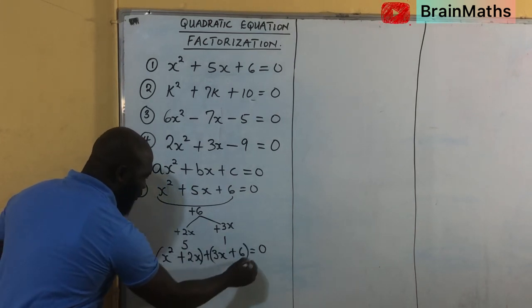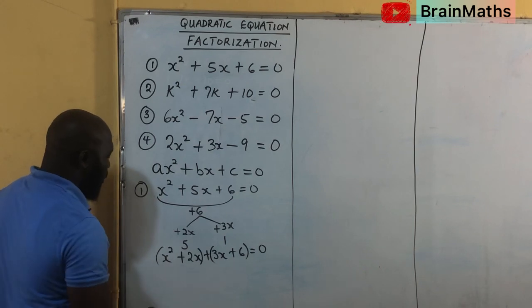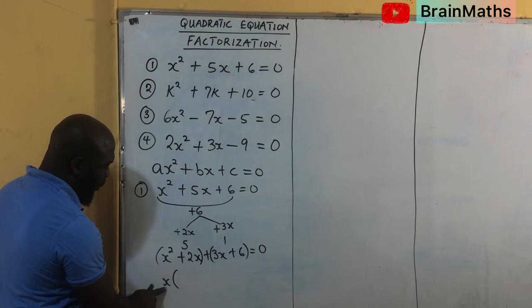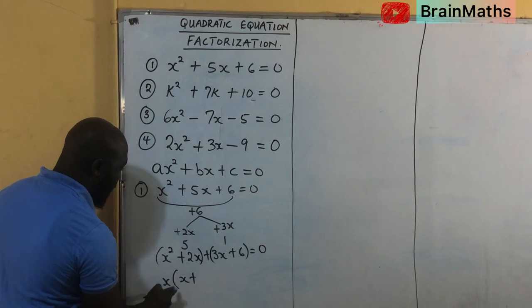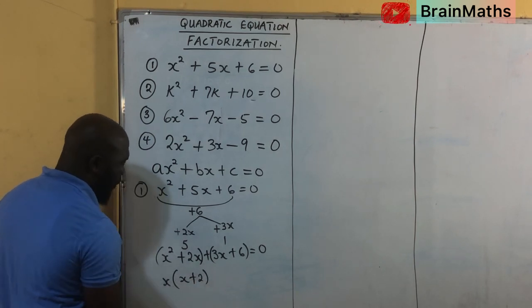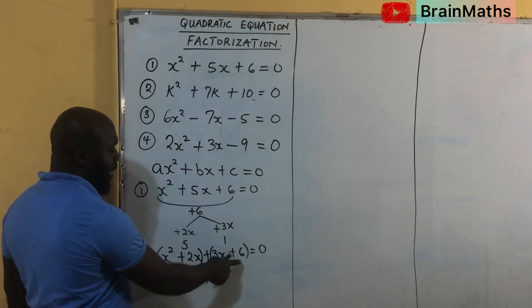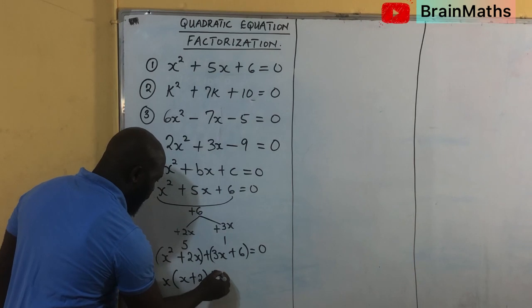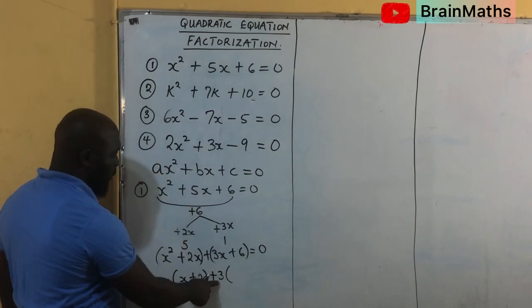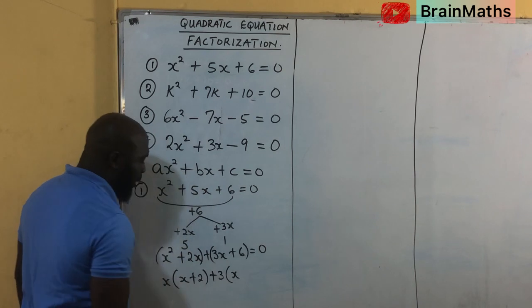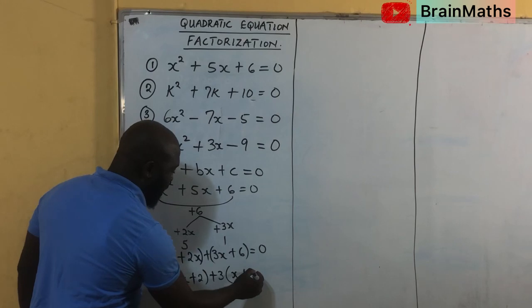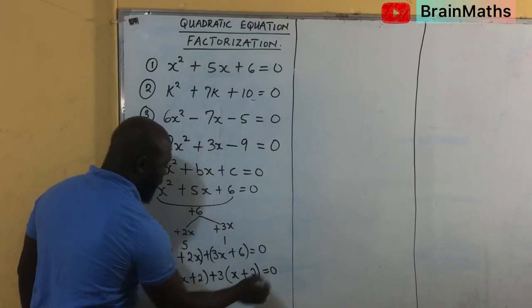So solving further, if you look at these two, the common factor between them is x. If you take x from here, you'll be left with 1x. If you take x from plus 2x, you'll be left with 2. And if you look at 3x and 6, the common factor between them is plus 3. If you take plus 3 from here, you'll have x left. And if you take 3 from 6, how many 3s can we get in 6? That is going to give us 2, equals 0.